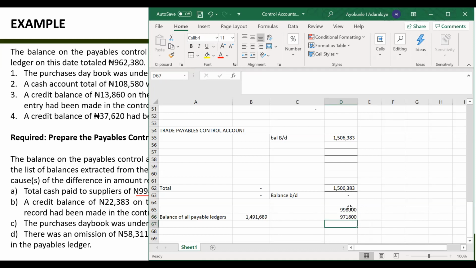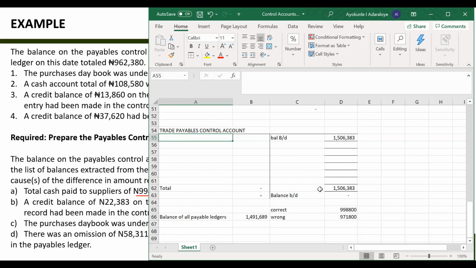971,800. This is the correct amount, right? Yes. And this is the wrong amount. Do you get it? Yes. Okay, so to correct this anomaly, when they posted this 971,800, you know that it's definitely going to be on what? On the debit side. Debit side.